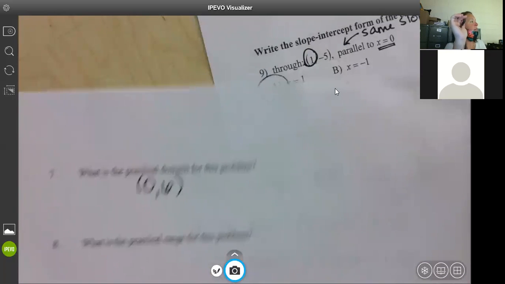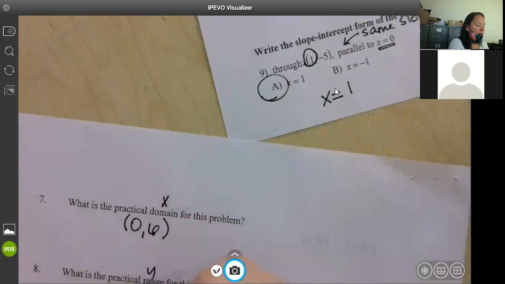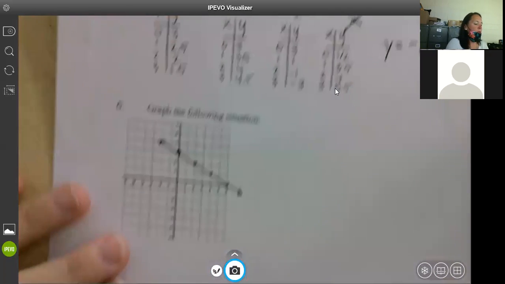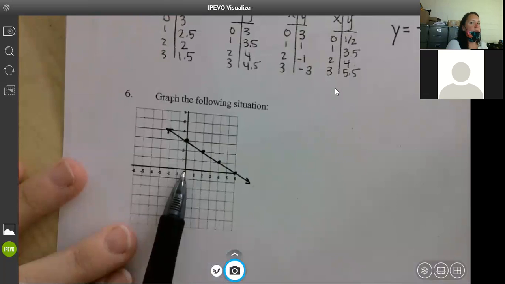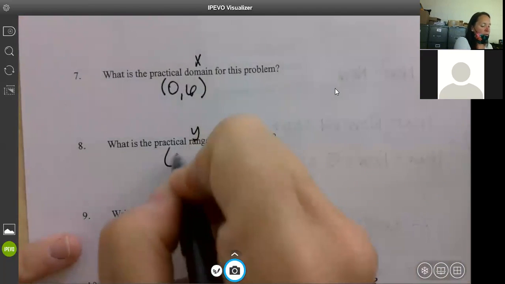Same thing for the range. The range deals with y. So we're looking at our y's. The littlest y is going to be 0. What's the highest y going to be? 3. And again, it's based right off that graph.